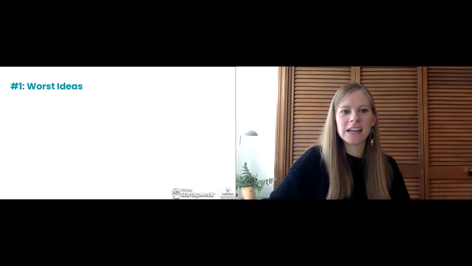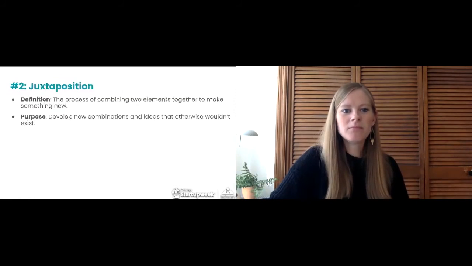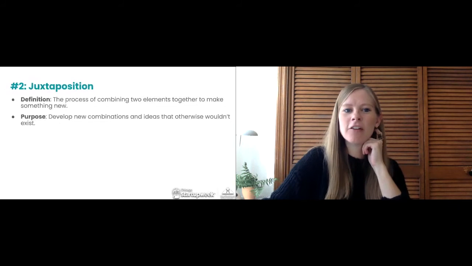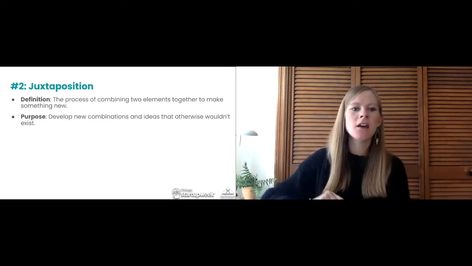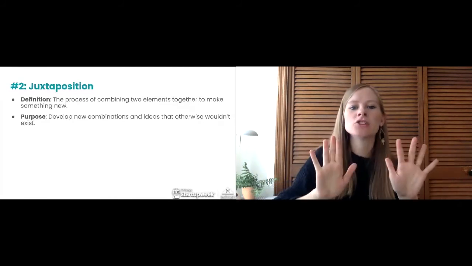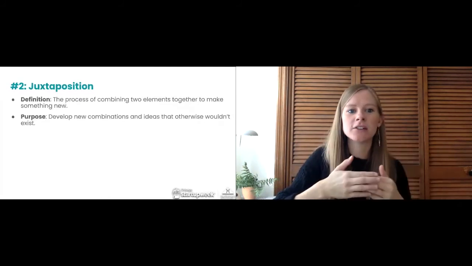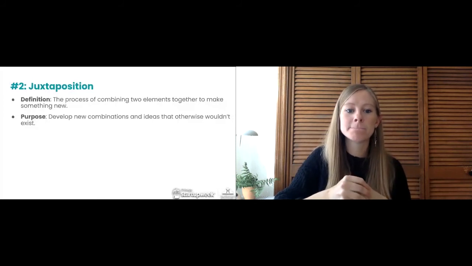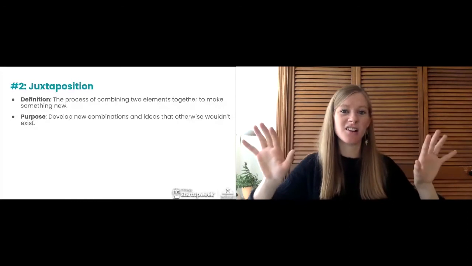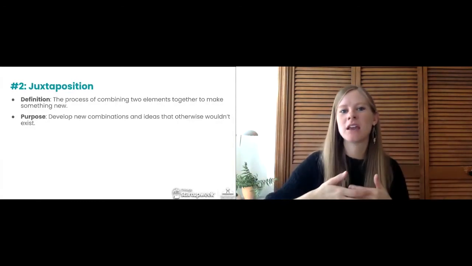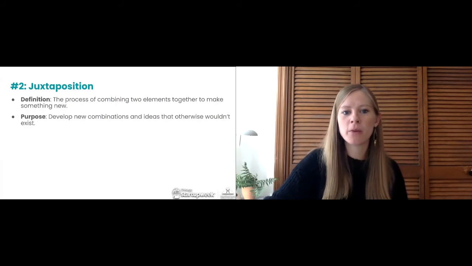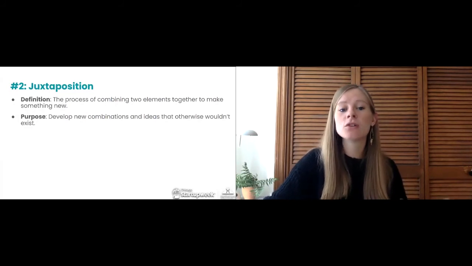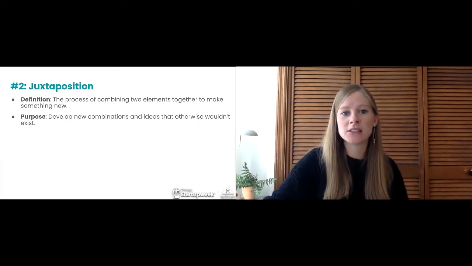Next. This next one is juxtaposition, and this is the fancy term for combining ideas, and I've hinted at this a few times today, but this is the process of combining two elements together to make something new. And actually research shows that the more different those things are, the more unique, innovative, and new ideas that you'll come up with. And so the purpose is to combine and to create new things that otherwise would not exist. And so next.